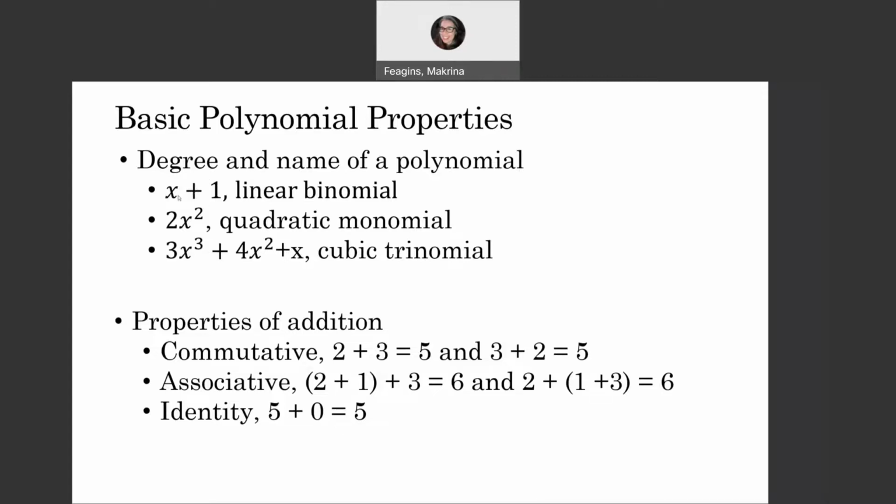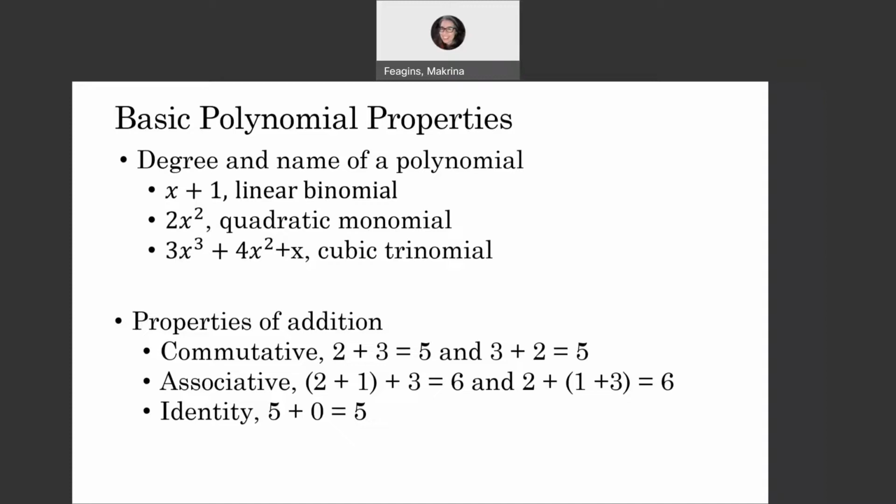So the first one here, we have a binomial, and it's linear because the degree is 1. The leading term is x and the power is 1. It's not written there. We don't write it, but we call those linear terms. So this is a linear binomial. The second example that we have here only has one term and it's got a power of 2. So that's a quadratic monomial. Then we have 3 terms here. So we call that a cubic trinomial. Cubic is the leading degree here is a 3. So that's a cubic.